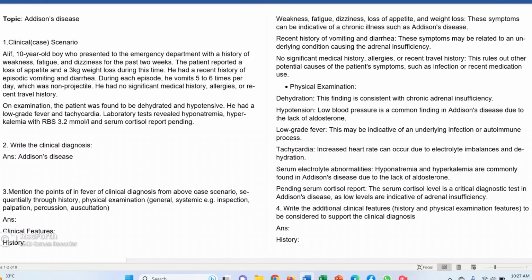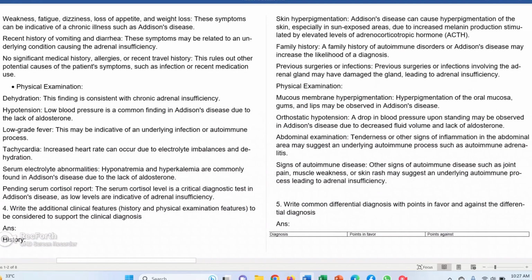Serum electrolyte abnormalities, hyponatremia and hyperkalemia, are commonly found in Addison disease due to lack of aldosterone. Pending serum cortisol report. The serum cortisol level is a critical diagnostic test in Addison disease, with low levels indicating adrenal insufficiency.